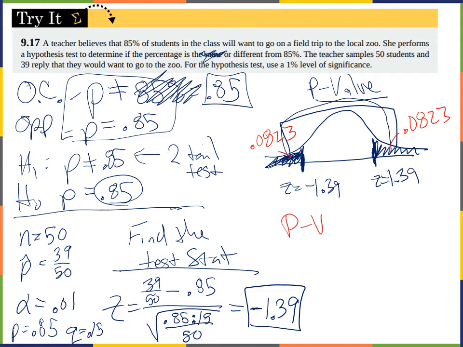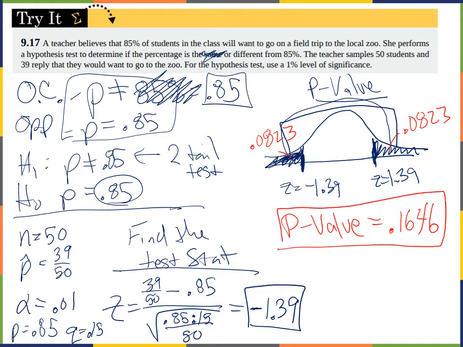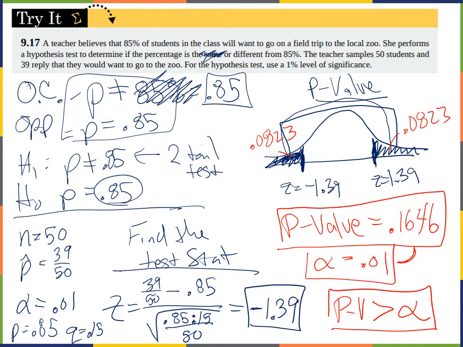So the p-value will be double that. So I'm going to get 0.1646. That's my p-value. So the next step is to compare the p-value to alpha. Alpha, remember, was 0.01. So if we look at these two numbers, which one's bigger? Clearly, the p-value is bigger than alpha. Okay? And that's going to lead us through the rest of the problem. So remember, look at what we had to do.